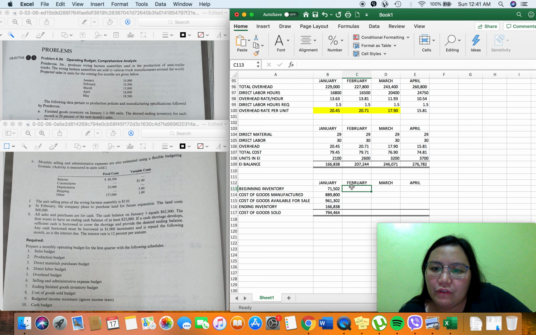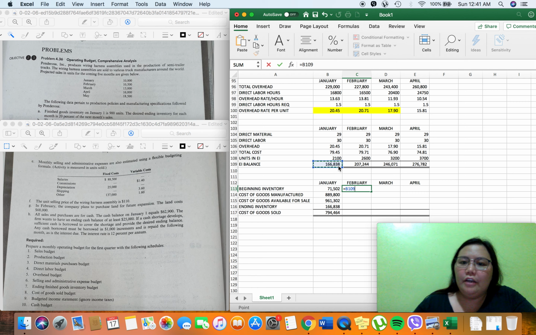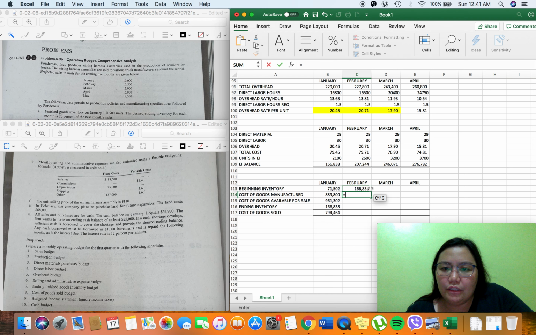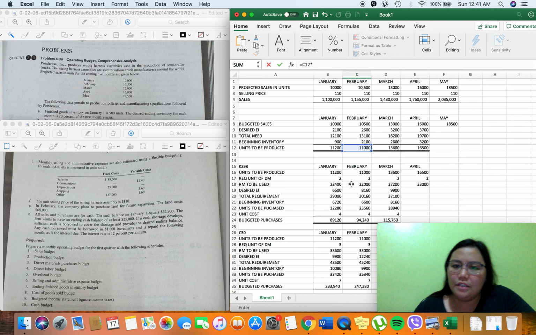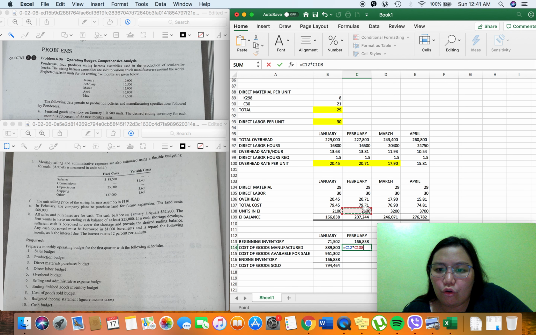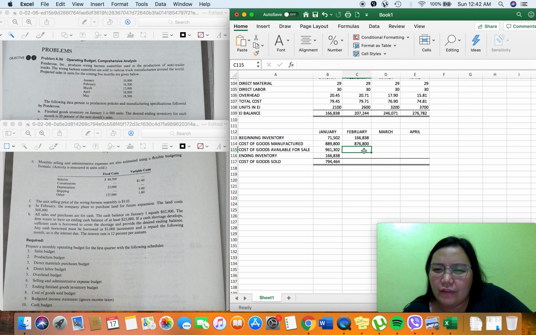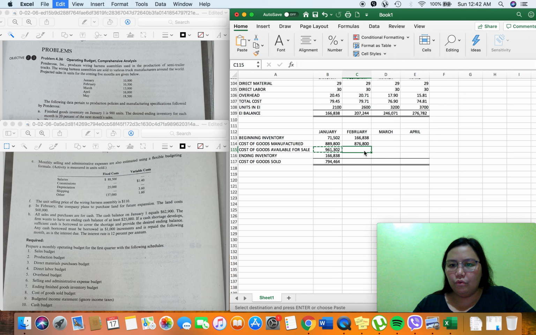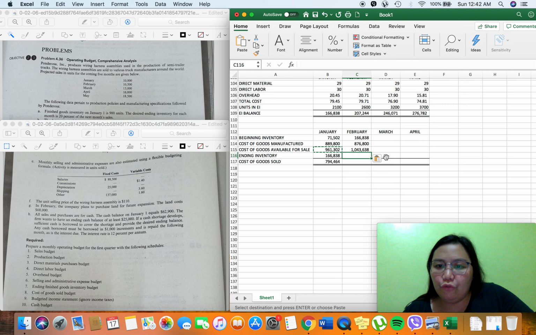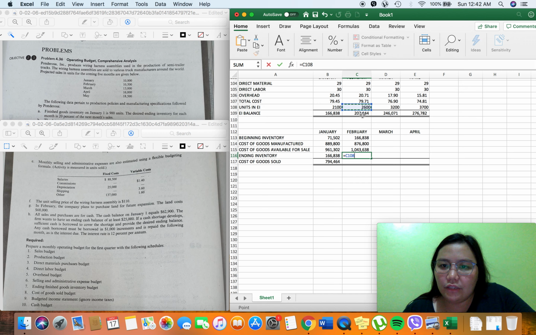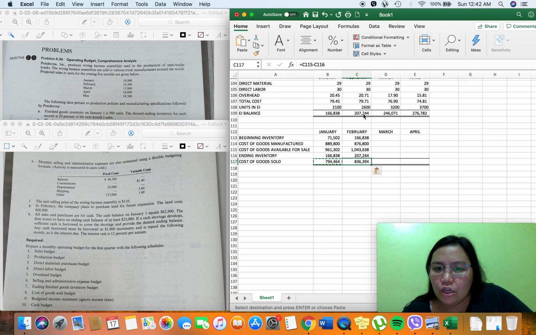For the month of February, our beginning inventory will be the ending inventory balance for the month of January. So we have 166,838. Same process for CGS. We have the number of units to be produced, 11,000 units, multiplied by our computed total cost at 79.71, and we get our cost of goods manufactured, which is equal to 876,800. Compute the sum of the two. We have our cost of goods available for sale at 1,043,638. Deduct the ending inventory balance of 207,244, and we have our CGS for the month of February, which is equal to 836,394.